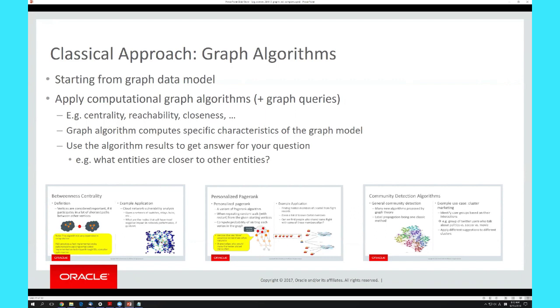How is one entity related to another entity over multiple hops? You can compute reachability algorithms. Which data sets are close to each other and tied to each other, creating some kind of community structure? You can apply community detection algorithms to find out this information. In other words, these algorithms compute a very specific characteristic of your graph data model, and you can use the algorithm result to get answers for your question. For example, given a customer in my data set, which other customers are close to this customer based on these graph relations?